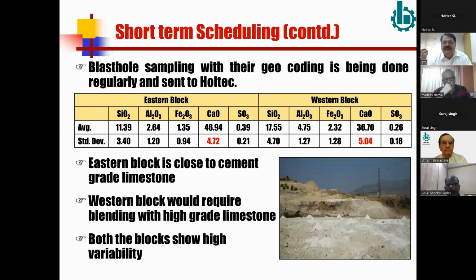So for short-term planning, blast hole sampling with their geocoding is being done, and the results were regularly sent to the Holtec. From the quality, you can see both the blocks have very high standard deviation, showing heterogeneity. The eastern block, you can say, is close to the 7-grade limestone, but the western block would require blending with the high-grade limestone.